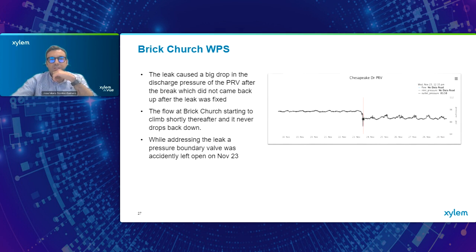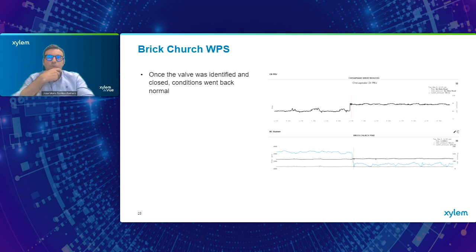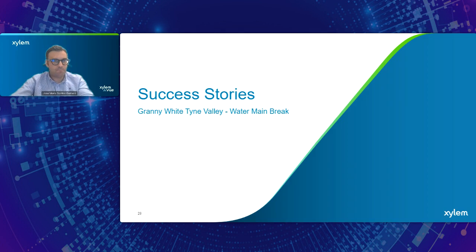And while addressing the leak, a pressure boundary valve was accidentally left open on the same day. Once the valve was identified, thanks to all this information put together, the conditions went back to normal. So that was one of the examples where getting the right context helped the operators to quickly identify the issue and know what was going on.